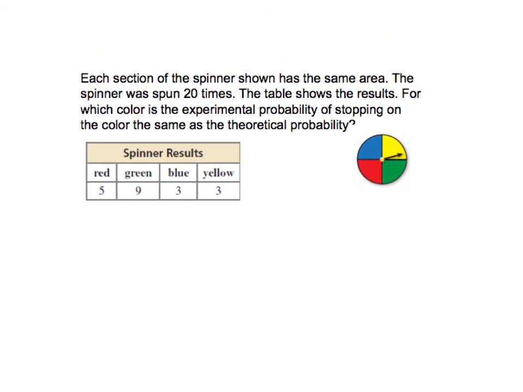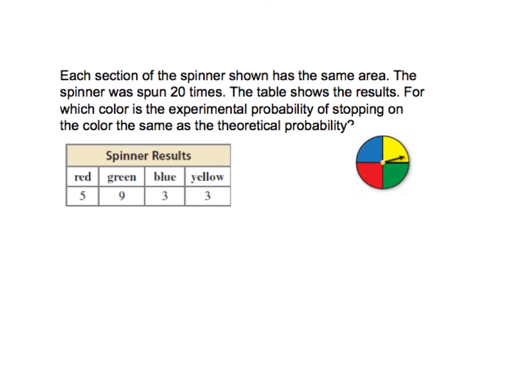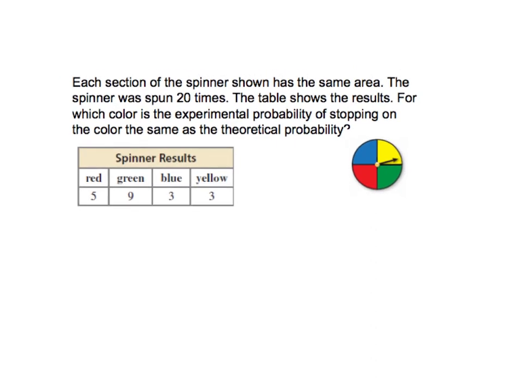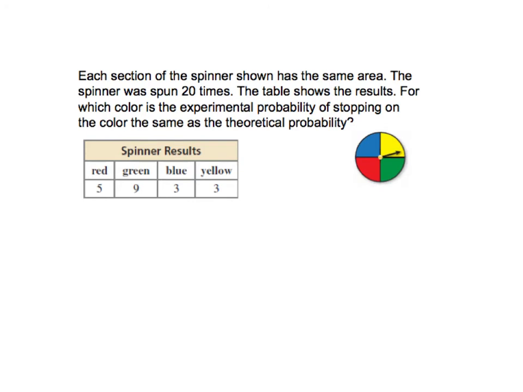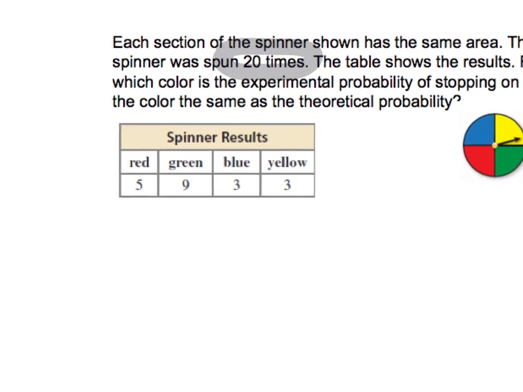Okay, so here we have a spinner. One of the favorite things, flipping coins, rolling dice, and spinning a spinner. Those are what you see in probability problems all the time in math class. If you have paper copies of the notes, it might be kind of hard to see, but we have yellow, green, red, and blue. The spinner was spun 20 times. The table shows the results. So let's just look at the results real quick here.